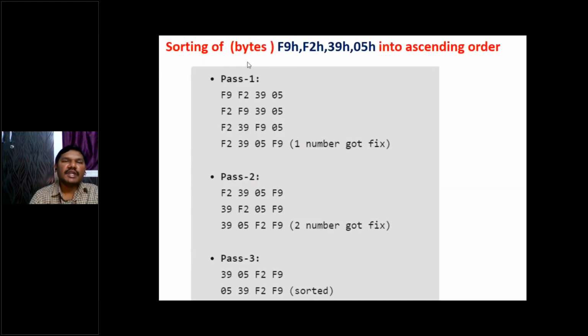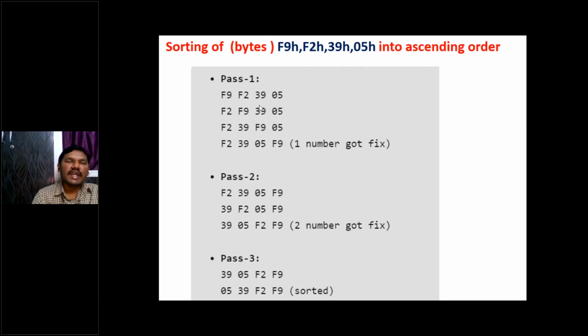For example, you see here, I want to sort these values F9H, F2H, 39H, and 05H into ascending order. What is ascending order? Arrange the numbers from lower order to higher order. First you take the values as they are: F9, F2, 39, and 05. Next, compare F9 and F2. F9 is larger than F2, so they have to swap. So F2 comes here and F9 goes to this place.